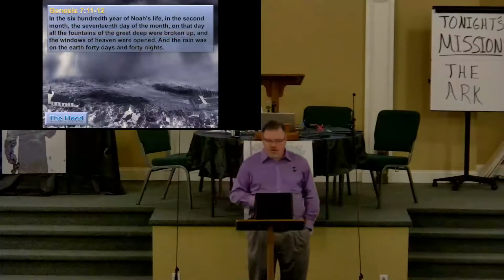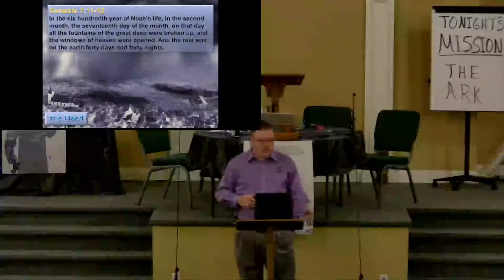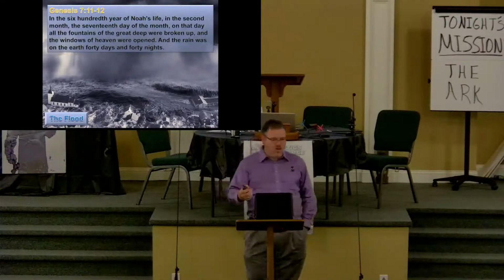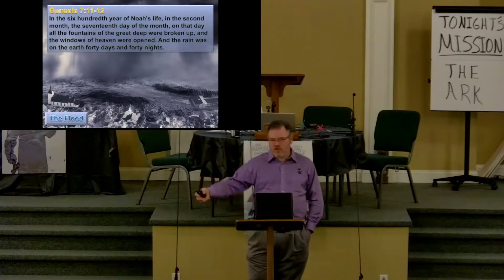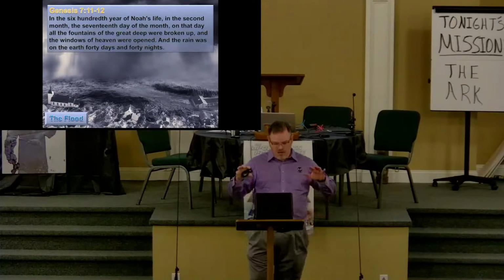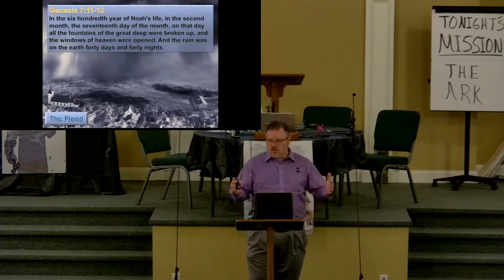Now, the order of events mentioned in Genesis 7 is noteworthy to creation scientists. The fountains of the great deep are broken up. That's mentioned first, and then the rain is mentioned after that. So what exactly initiates this chain of events is still unclear.